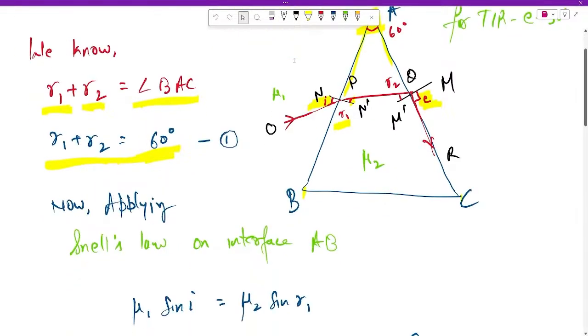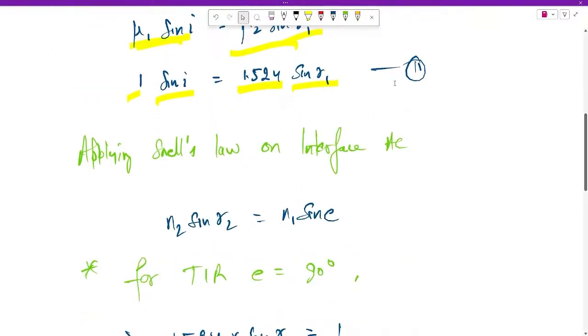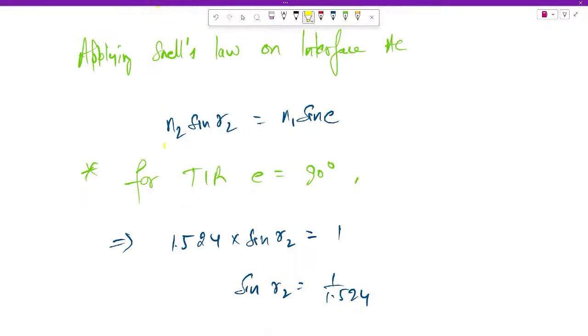Now we will be applying Snell's law on these two faces AB and AC. So applying Snell's law on face AB, if the outer media has refractive index of mu1 and the prism has refractive index of mu2, then mu1 sin i equals mu2 sin r1. So we can say that mu1, the refractive index of the media surrounding the prism, is 1, and sin i would be equal to 1.524 times sin r1. Now applying Snell's law on the interface AC, that is the second face, we could see that mu2 sin r2 equals n1 sin e. n1 is the refractive index of the media that is surrounding the prism.